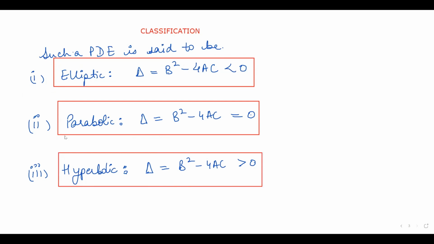So let's check out certain questions. We'll be checking certain simple equations, PDEs, where we could easily find out delta, that is b square minus 4ac. Very easy to identify. So let's see certain questions related to that. The question would be: classify the partial differential equations. So the classification is the only question.